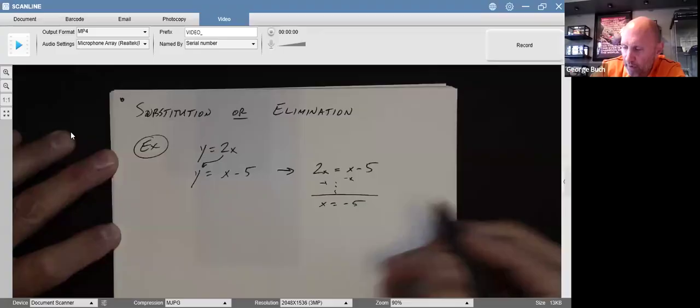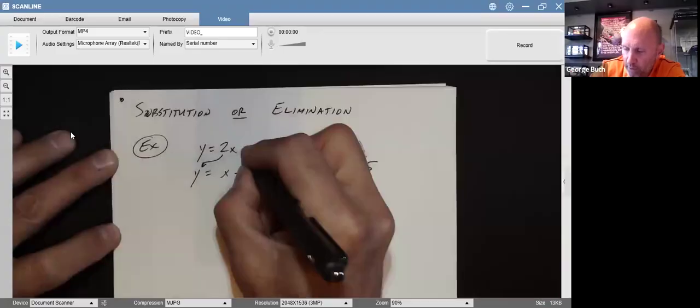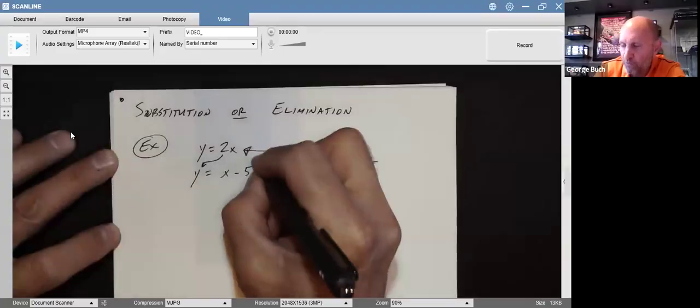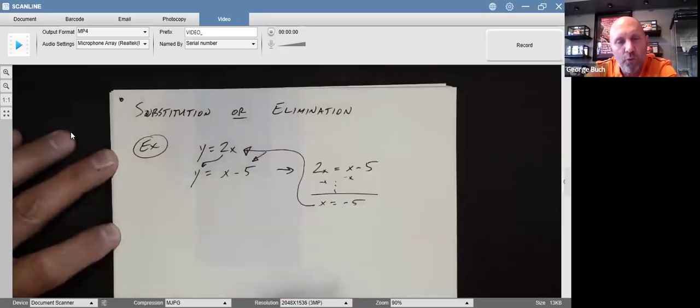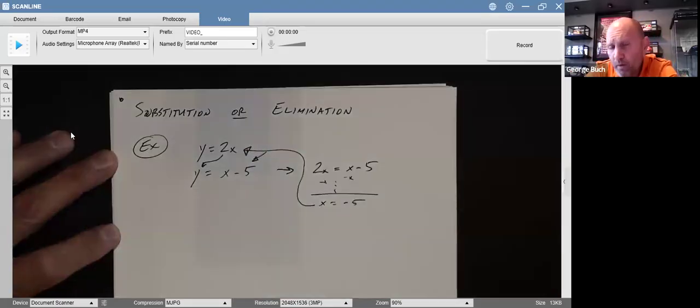Now that we have -5, we can plug that back into either one of these equations to get our value for y. And the nice thing about these, if this is on a test, if this is on your mastery sets and you have to get it right, you can always check your answer because whatever you get for your values of y and x, plug it into both equations. And as long as it makes a true statement for both equations, then you know it's correct.